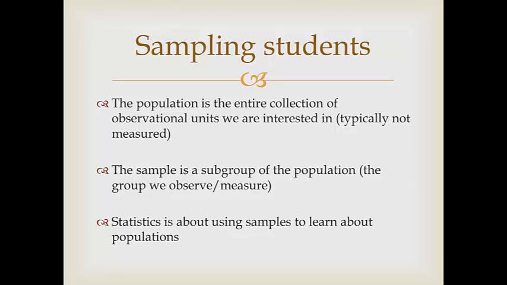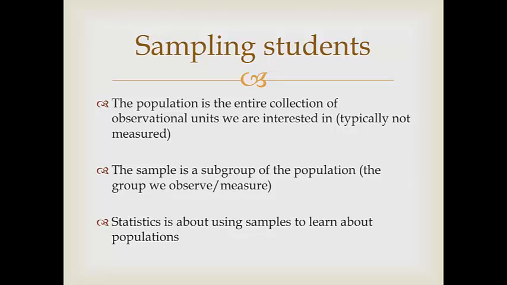The population is the entire collection of observational units we're interested in. Typically, the population is not measured. If it is, it's called a census. Typically, though, we gather a sample from that population. And again, the sample is just a subgroup of the population. That's the group that we observe or measure the characteristics of.